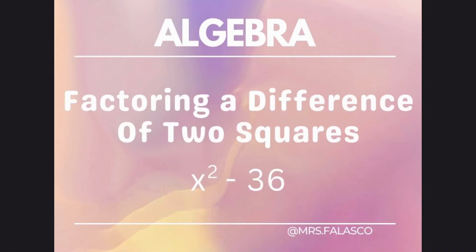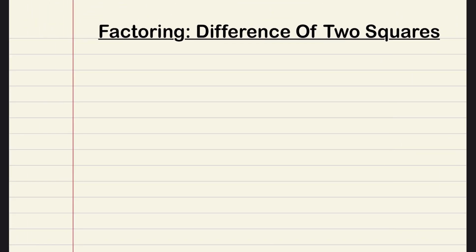Difference of two squares. This is a method of factoring in which we can factor a binomial as long as it is a difference and each of the terms are perfect squares. A lot of times you'll see difference of two squares referred to as DOTS. So D, O, T, S.